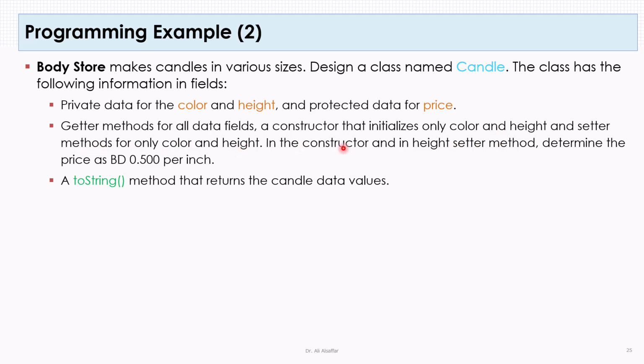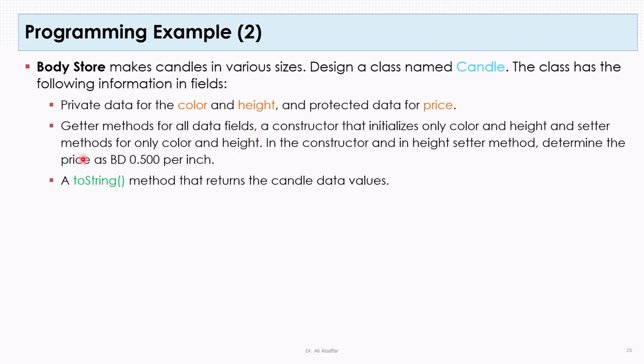So how is the price determined? The price is determined based on the height of the candle. So in the constructor and in the height setter method, the price is determined by multiplying 0.5 BD per inch, so that it depends on the height of the candle.